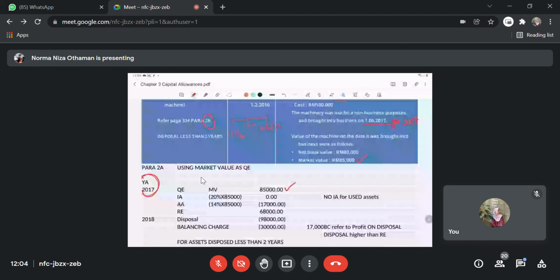And then for the first year we will deduct IA and AA, deduct IA, deduct AA. But why, guys, here? See? I put 0 for IA. Why is it 0? It is not newly bought. Yes, very good. This one is a used asset. It was already used elsewhere before, so we cannot claim yet. Except if this one is a new asset, newly bought, then you can claim. Right? So you just put it as 0 for used asset.